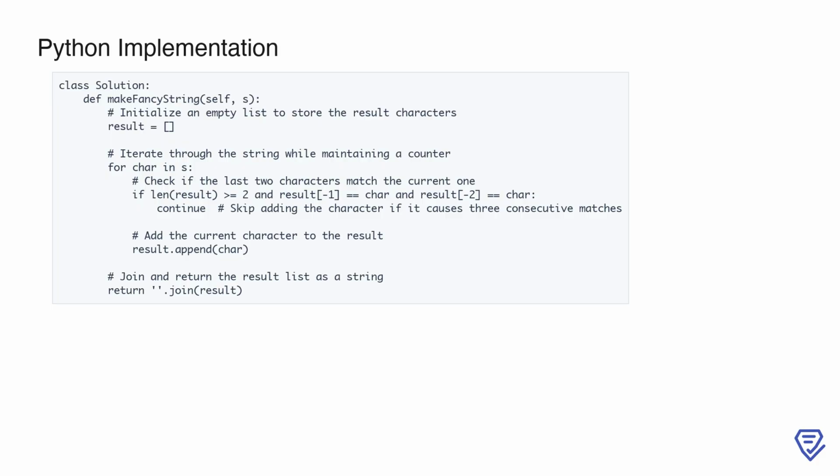After the loop completes, we use the join method to convert the result list back into a string and return it. This produces the transformed fancy string that satisfies the condition of having no 3 consecutive identical characters. This implementation efficiently handles the problem's requirements with a time complexity of O(n), where n is the length of the input string, since we traverse the string once. The space complexity is O(n) as well, due to the storage of characters in the result list.